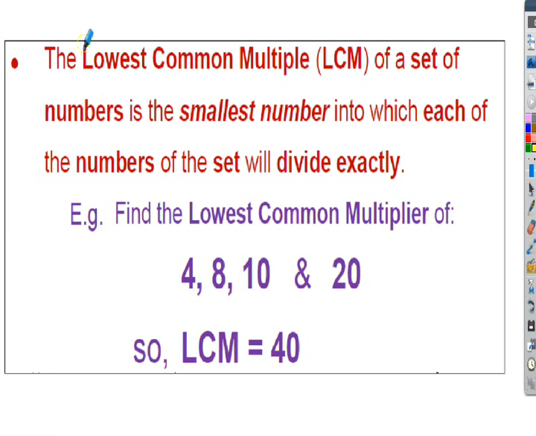Another definition for us here. The lowest common multiple, sometimes denoted as LCM, of a set of numbers is the smallest number into which each of the numbers of this set will divide exactly. So for example, the lowest common multiple of the numbers 4, 8, 10 and 20 would actually be 40. The LCM is 40. That's the lowest number they completely divide into. 4 divides into 40 10 times, 8 divides into 40 5 times, 10 into 40 4 times, and 20 into 40 twice.